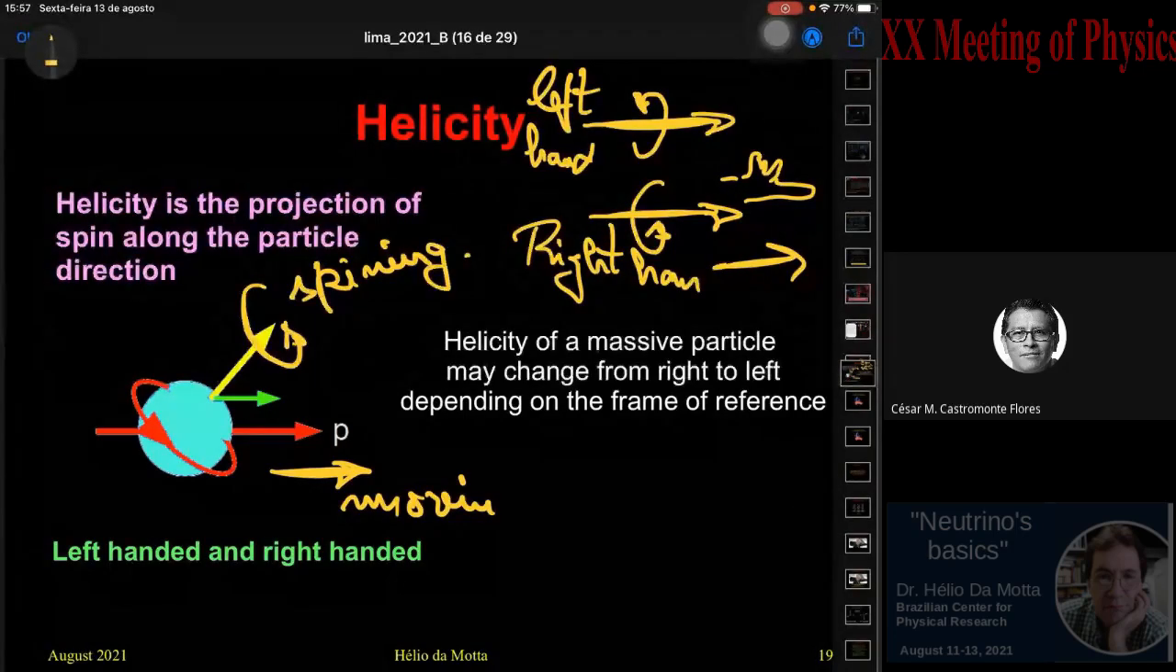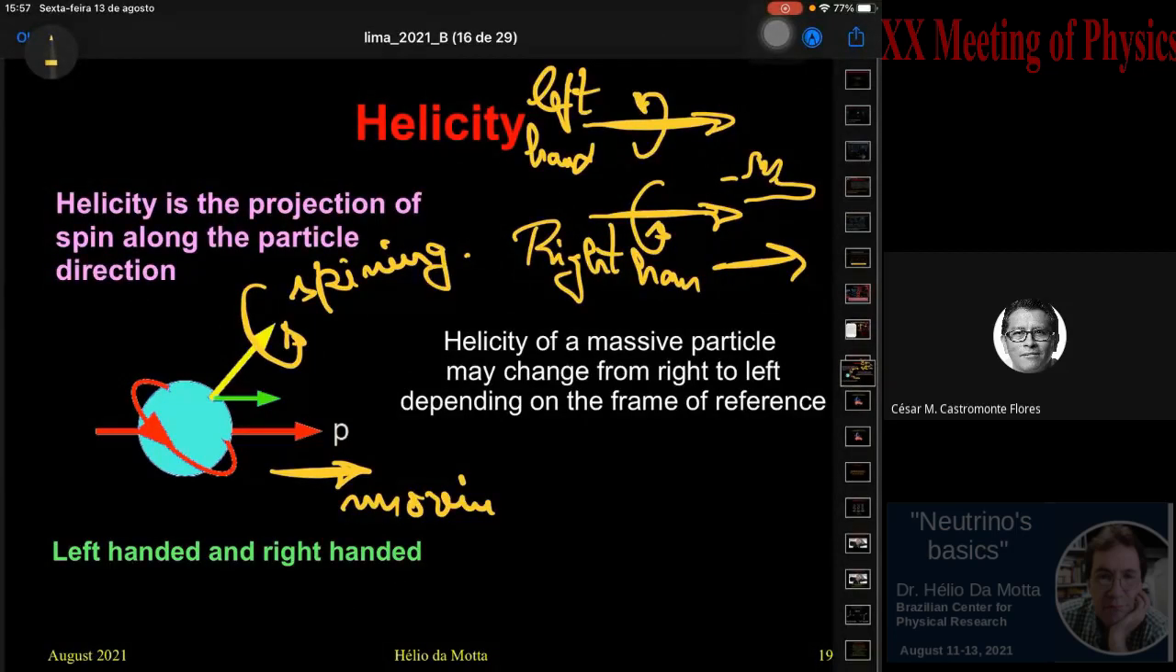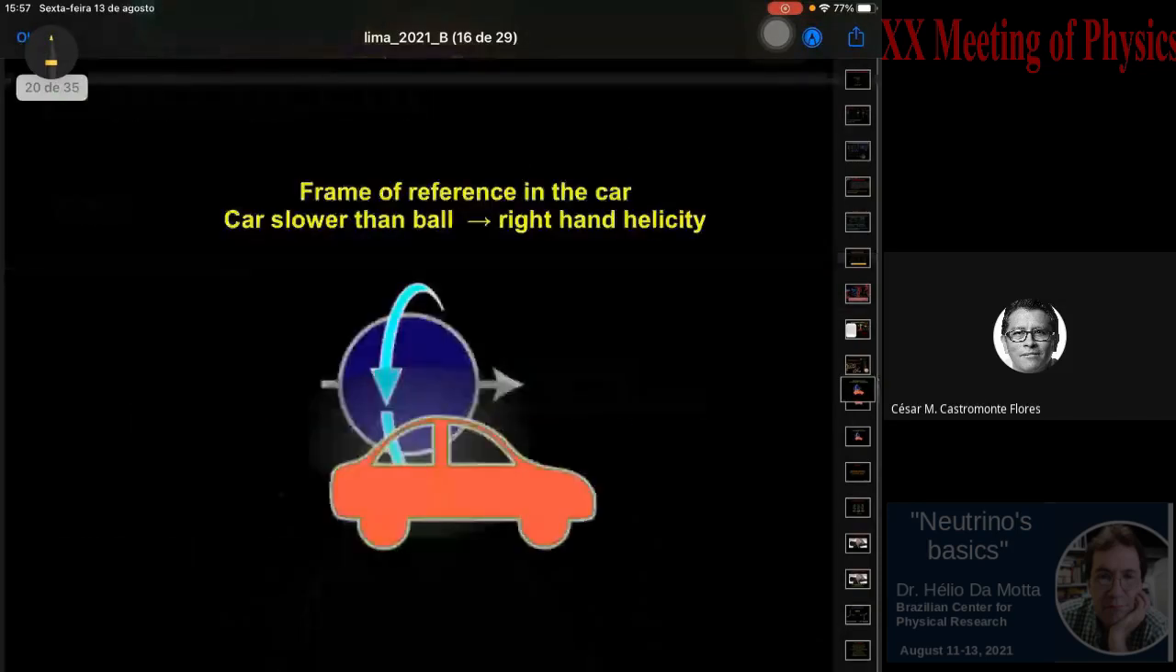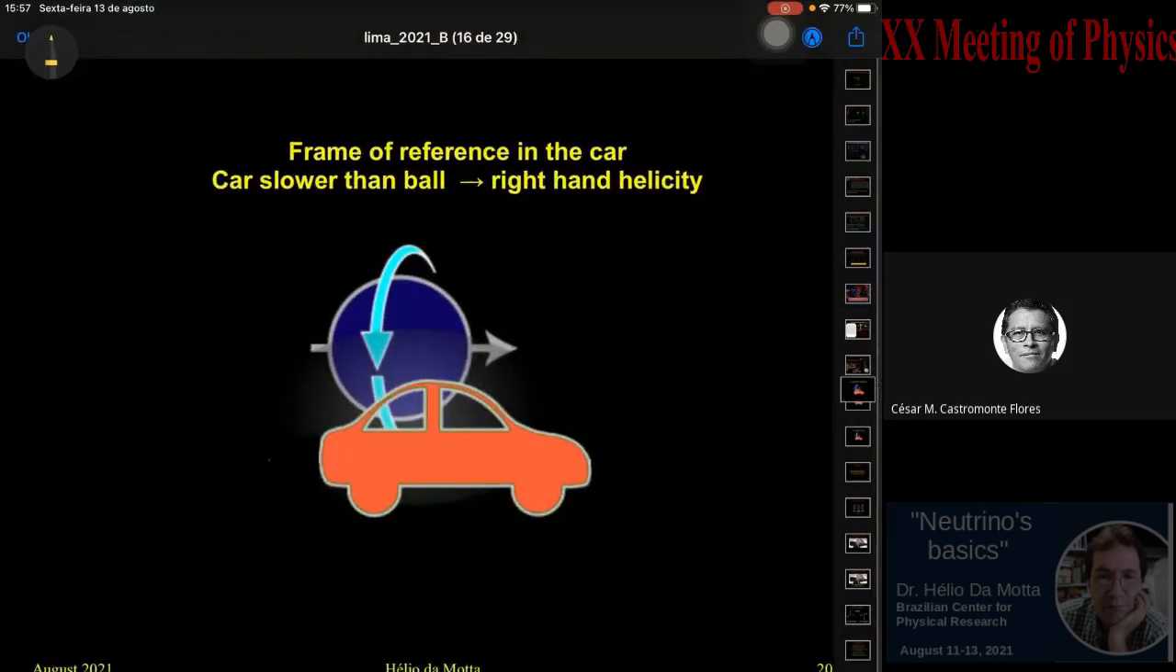The problem is that this depends on the frame of reference. Let's say that you have here a ball, I am exaggerating. The frame of reference is in the car. Let's say that the car is going slower than the ball, so it means that the ball goes faster. And the ball is spinning here, as I see. So what will people in the car see? People in the car will see the ball with a right-hand helicity, the same ball.